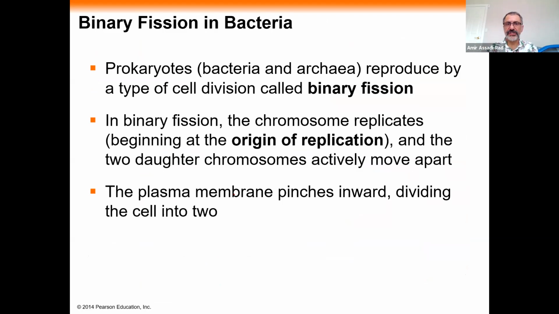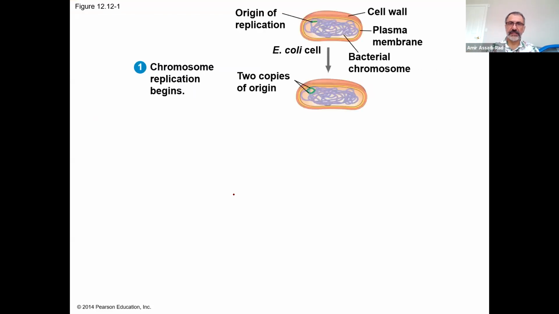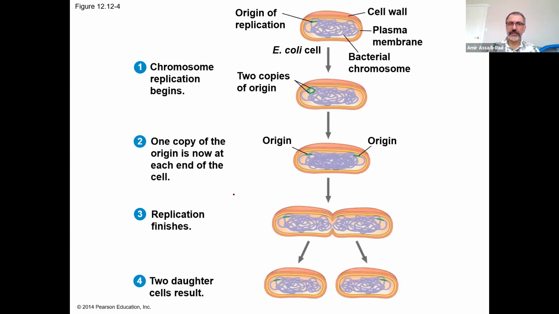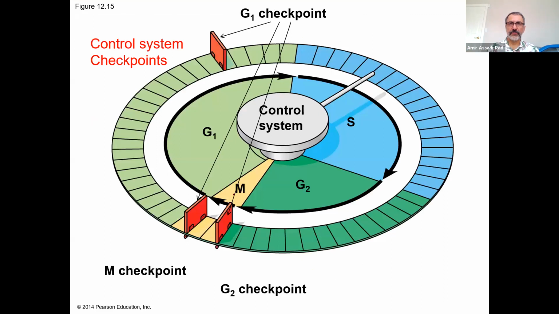In binary fission, the chromosomes replicate, beginning at the origin of replication, and the two daughter chromosomes actively move apart. The plasma membrane pinches inward during the cell division. And right here, they're showing you the binary fission.